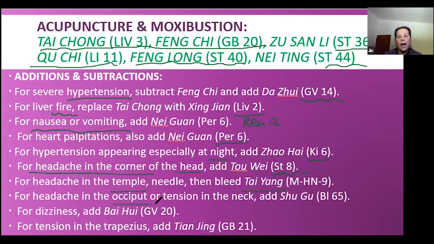Headache in the occipital area and the neck, so we can go to bladder 65. The bladder channel passes over the top of the head and passes the neck, so we can use these points. Certainly, if you like to use local points, bladder 10 is still working. And for dizziness, we can add in Bai Hui. And for shoulder pain, we can add in gallbladder 20. So that's for this pattern.